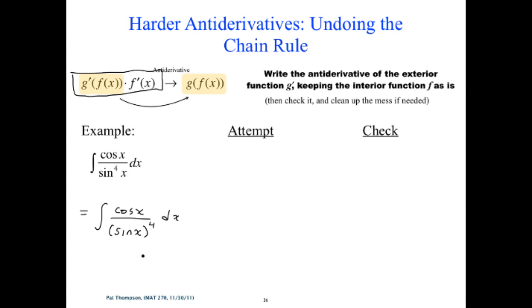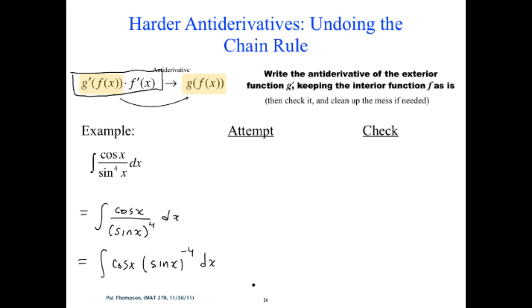So does that mean we can't do undoing the chain rule here, or can we still make it work? The question is, can we write that as a product? What product? Cosine x times sine of x to the negative fourth.